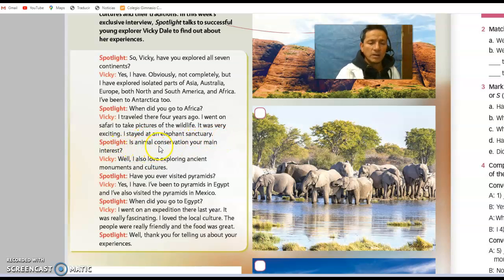Spotlight: Is animal conservation your main interest? Well, I also love exploring ancient monuments and cultures. Spotlight: Have you ever visited the pyramids? Yes, I've been to pyramids in Egypt, and I've also visited the pyramids in Mexico. Spotlight: When did you go to Egypt? I went on an expedition last year and it was really fascinating. I loved the local culture. The people were really friendly and the food was great. Well, thank you for telling us about your experience.